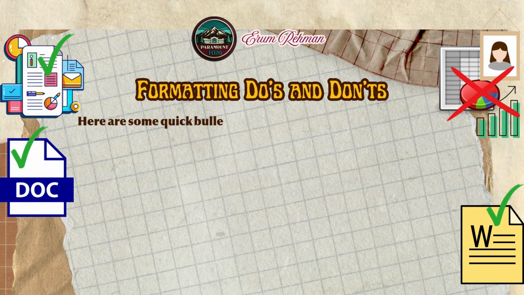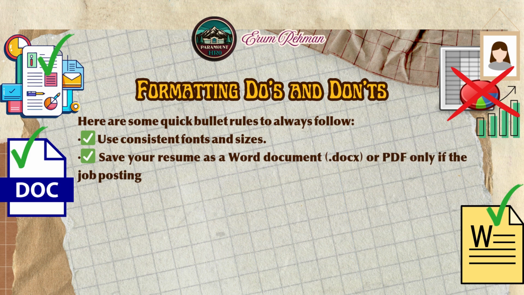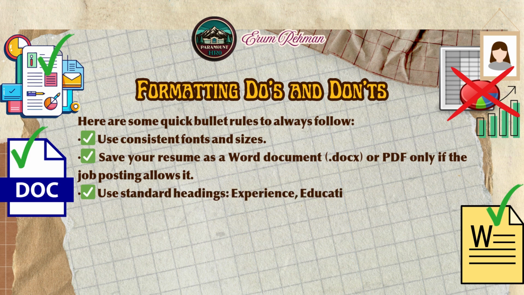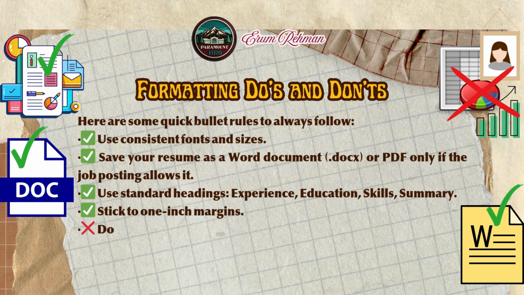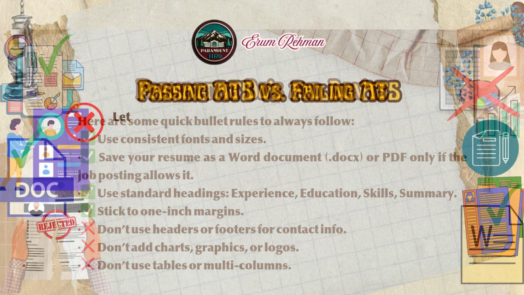Formatting do's and don'ts. Here are some quick bullet rules to always follow. Use consistent fonts and sizes. Save your resume as a Word document, .docx, or PDF only if the job posting allows it. Use standard headings: experience, education, skills, summary. Stick to 1-inch margins. Don't use headers or footers for contact info. Don't add charts, graphics, or logos. Don't use tables or multi-columns.